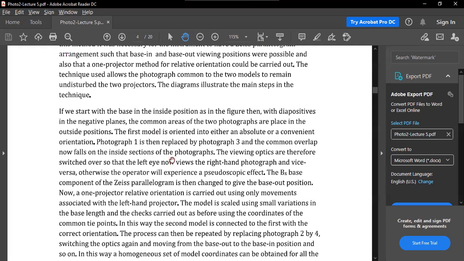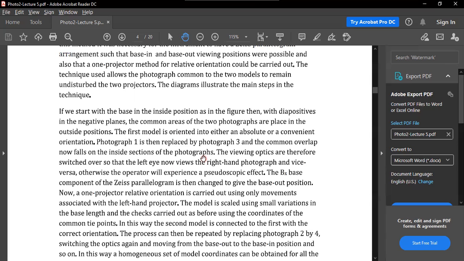This is where the magic happens. And then the common overlap now falls on the inside sections of the photograph. The viewing optics are therefore switched over so that the left eye now views the right hand photograph and vice versa. Otherwise, the operator will experience a pseudoscopic view. Obviously, if your left eye is looking at the right photo and your right eye is looking at the left photo, you are going to have a certain feeling, which is not good. Are you okay? Because it's not a proper overlap. Are you okay?